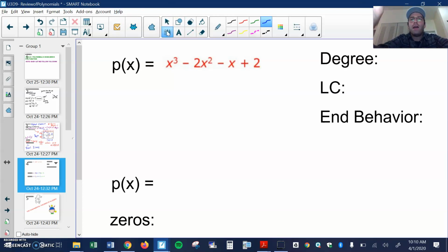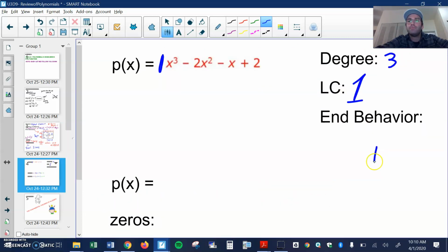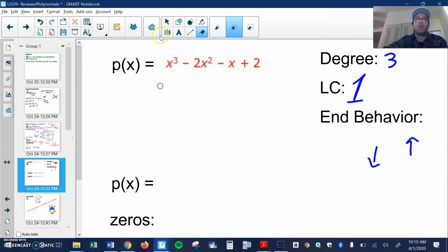So I have this polynomial: x to the third minus 2x squared minus x plus 2. The degree of this polynomial, our highest exponent, is 3. Our leading coefficient, well, there's nothing in front of the x cubed, so I can assume that it is a 1. Our end behavior, since it's an odd degree and a positive leading coefficient, so odd positive, means it's going down, up.